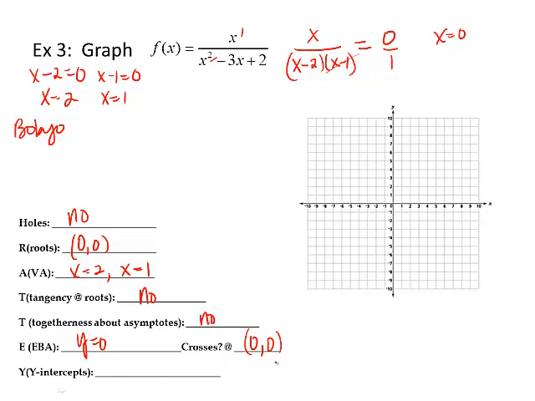Y-intercept, put zeros in for x, so I have 0 over 0 minus 0 plus 2, that's just 0 over 2, also known as 0. So look, the 0, 0 point is repeated everywhere. It's pretty key. Alright, my vertical asymptotes are at 2, and at 1. It's a teeny tiny space in between them. End behavior asymptote is at y equals 0.